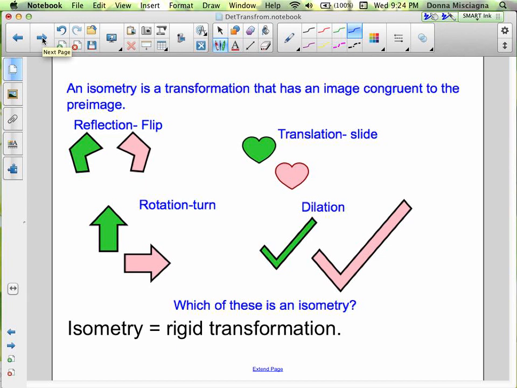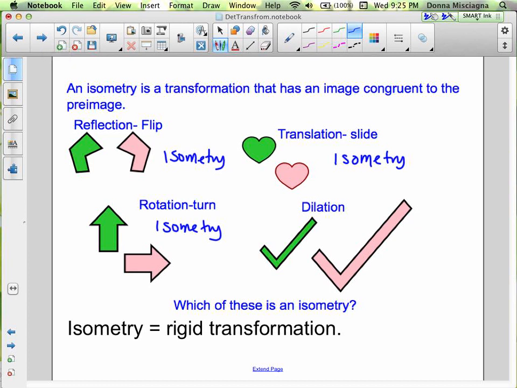Well, if you thought that a translation is an isometry, you are correct. And if you thought a rotation is an isometry, you are correct. And if you thought a reflection is an isometry, you are correct. But if you said dilation, that would not be correct. Right? So a dilation is not an isometry, but all the other 3 are isometries.